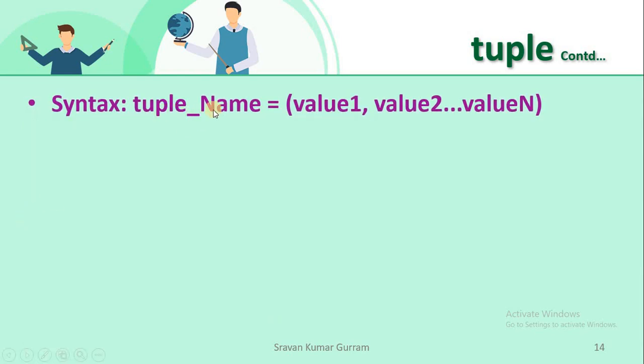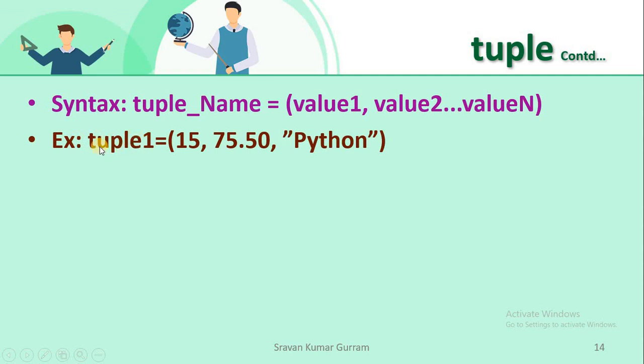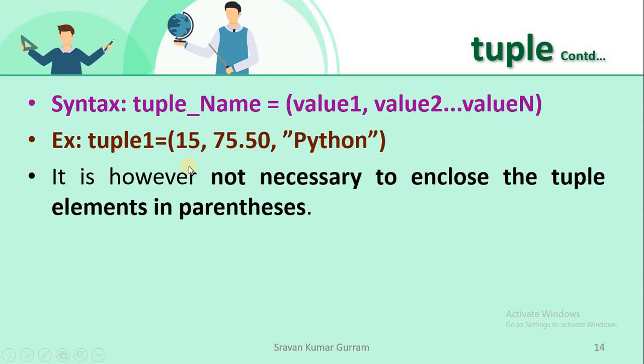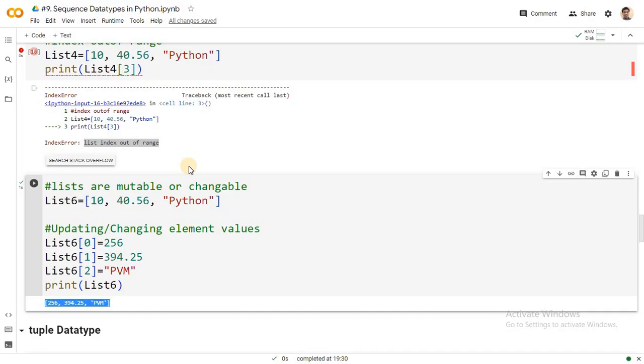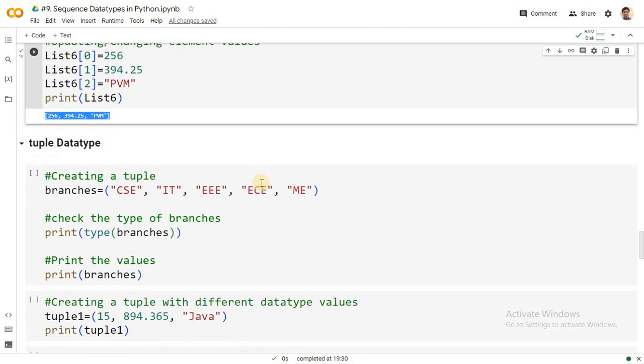Syntax to create the tuple is tuple variable name, assignment, within the parenthesis, write the values separated by commas. Example, tuple1 is my tuple variable name, assignment, within the parenthesis, write the elements separated by commas. Even though it is a good practice to write the parenthesis to create tuples, without the parenthesis also we can create. Let us see the implementation for the tuple data type.